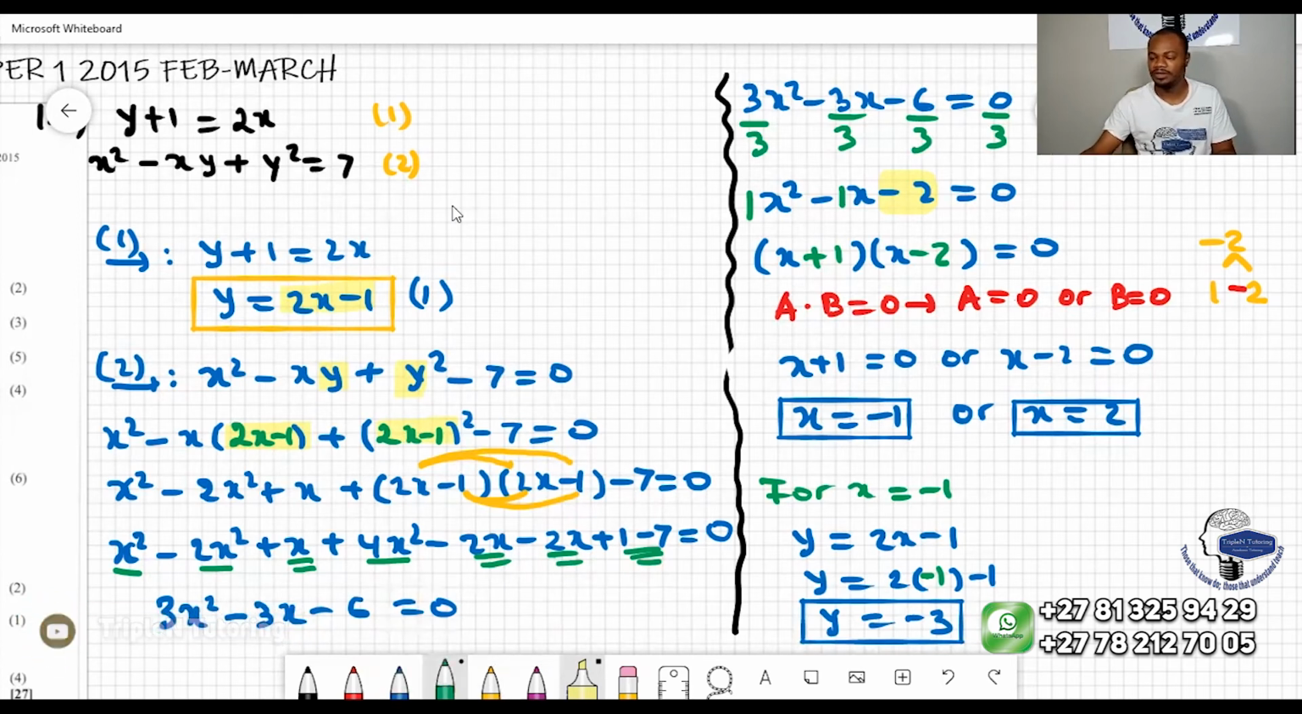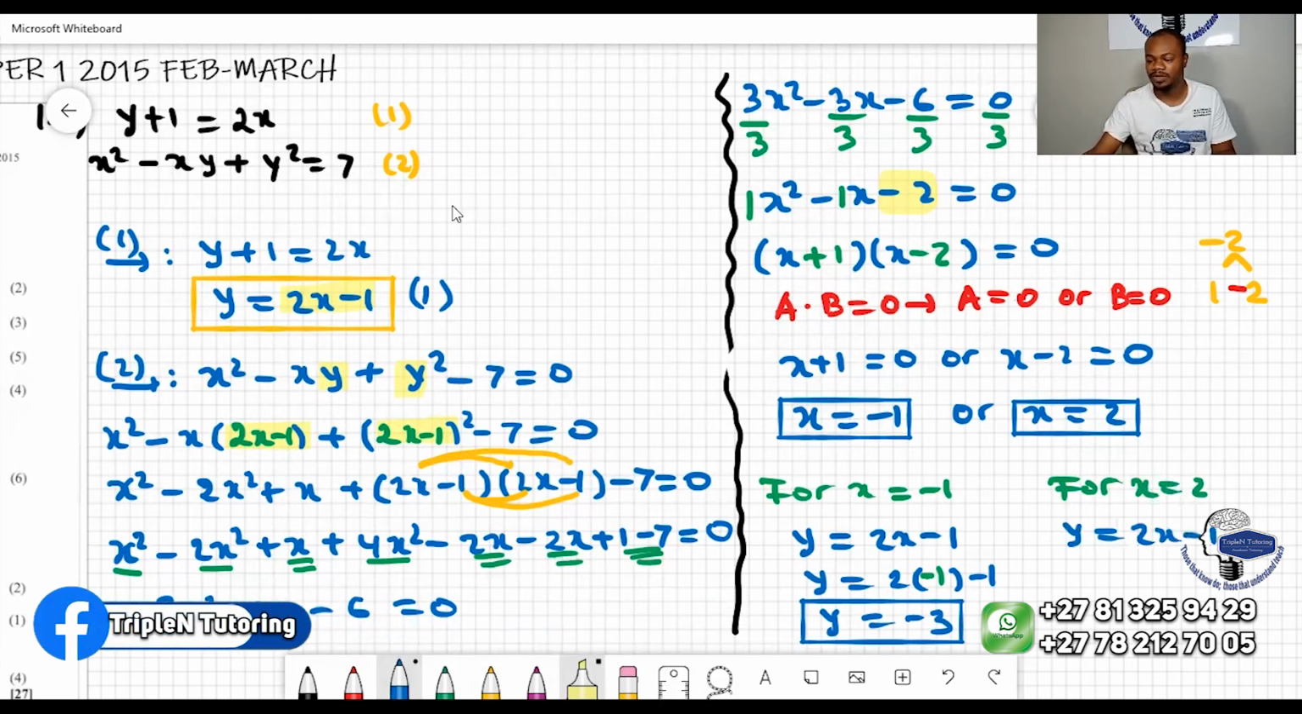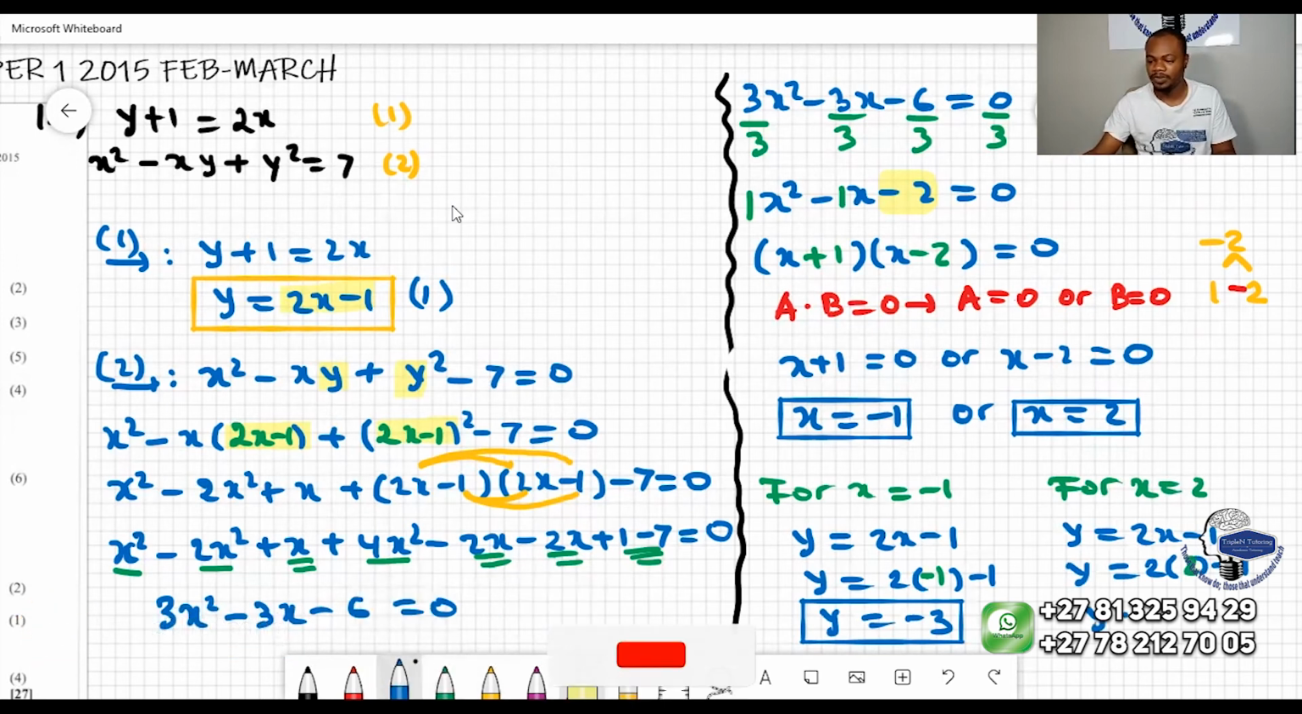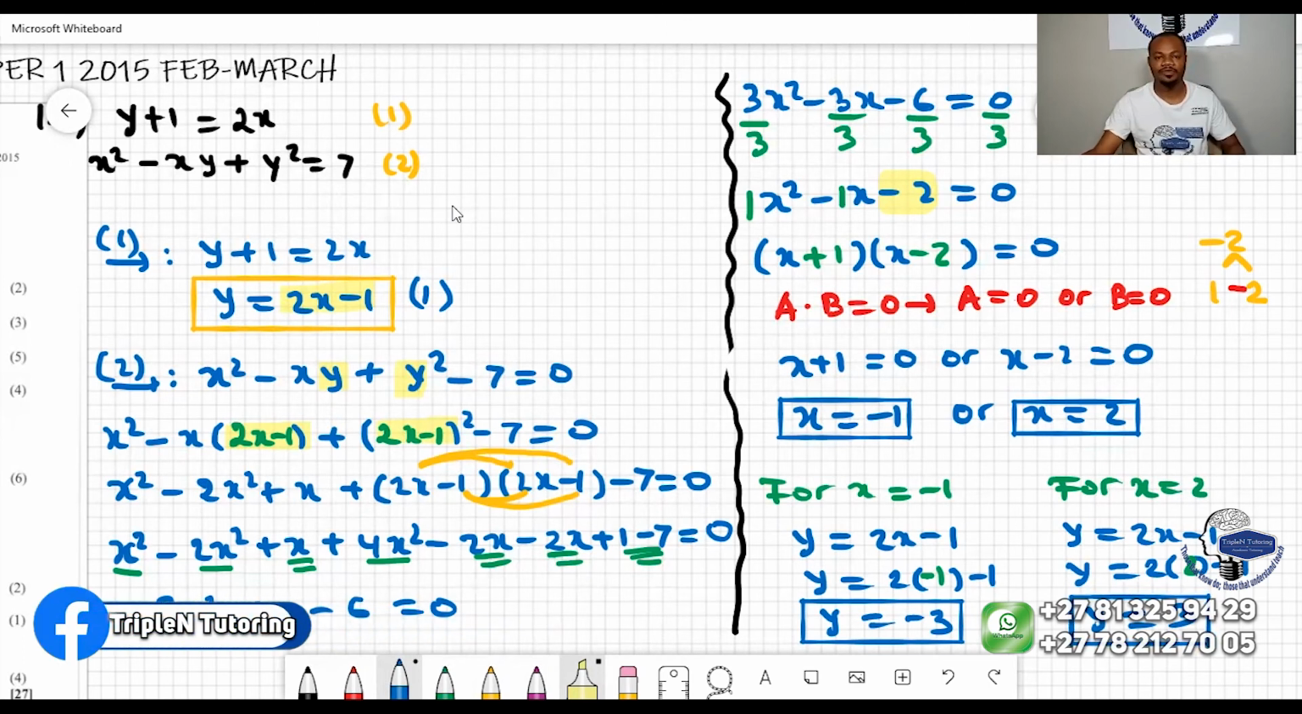And similarly, for x equal to 2, y, which is given by 2x minus 1, we sub in the value of x, which is 2, and then y will be equal to +3. Now we can say we have solved for x and y simultaneously.